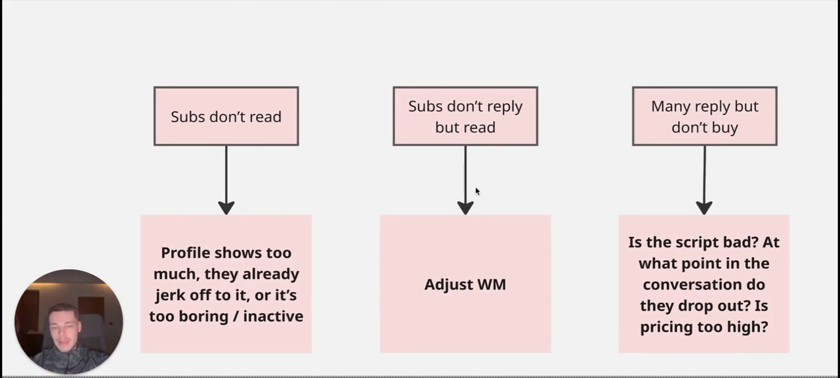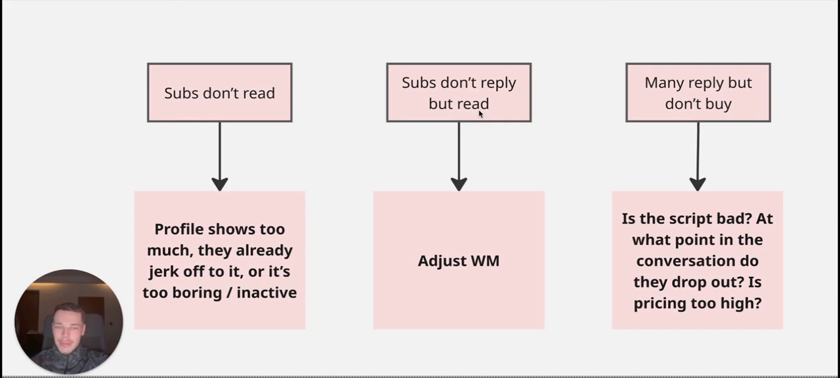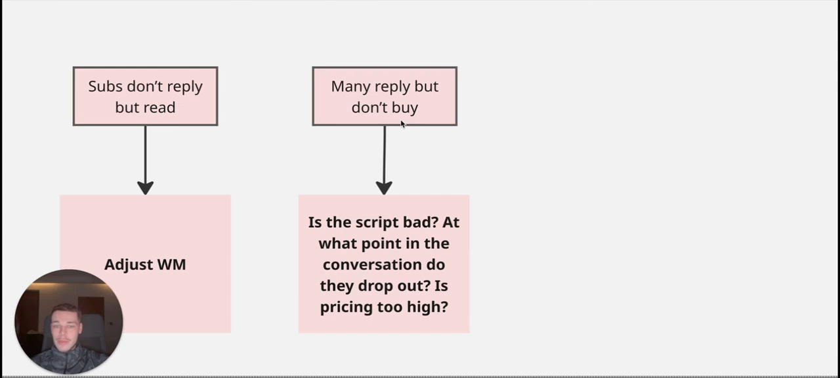If they read but they don't reply, okay, that's obviously a welcome message issue. So we have to start an A/B test, get 4 or 5 welcome messages, test each of them for a fraction of a couple of days to a week, then find out which one had the highest reply rate, aka you fix the problem, right? Makes sense, you just have to work with the numbers. But if a lot of them reply but they don't buy, is the welcome script bad? At what point do they drop out? Is the pricing too high? Now you can go deeper into the analysis work.